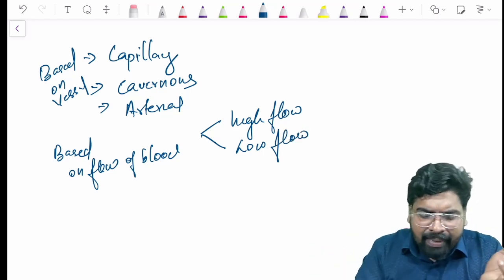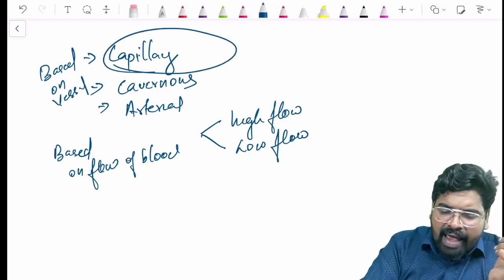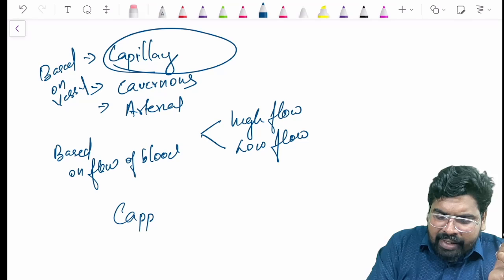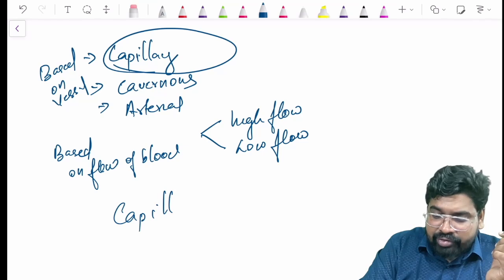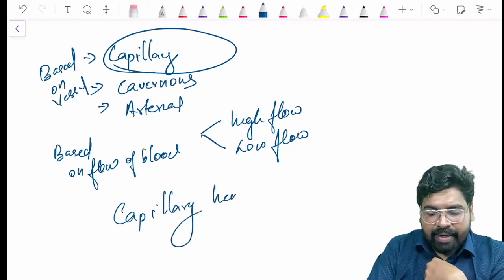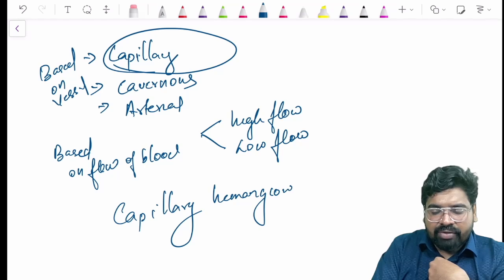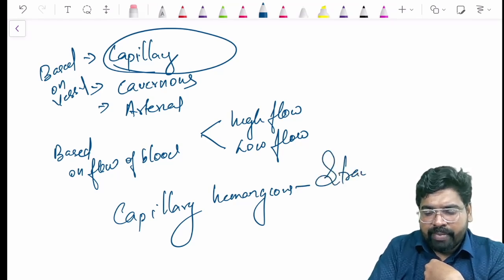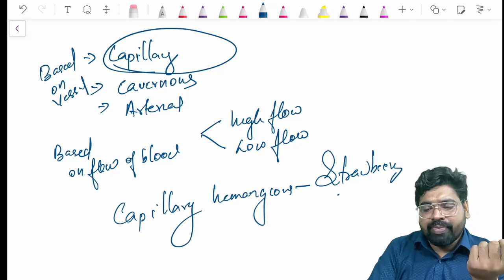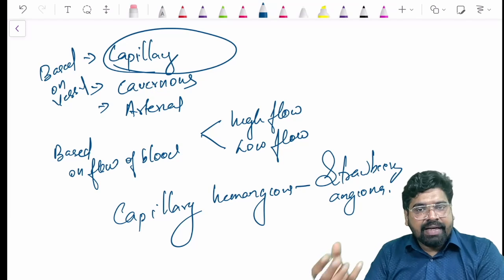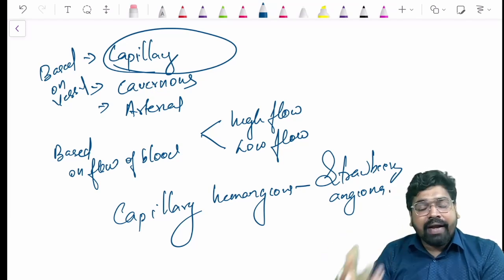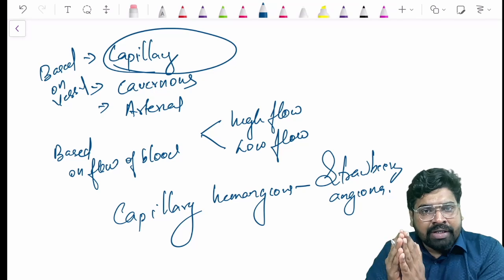Okay, so this is capillary hemangioma. Capillary hemangiomas are called your strawberry angiomas, because they look like a strawberry. Strawberry angioma. Now, there was a question in your previous NEET paper about how you can identify it or a marker.